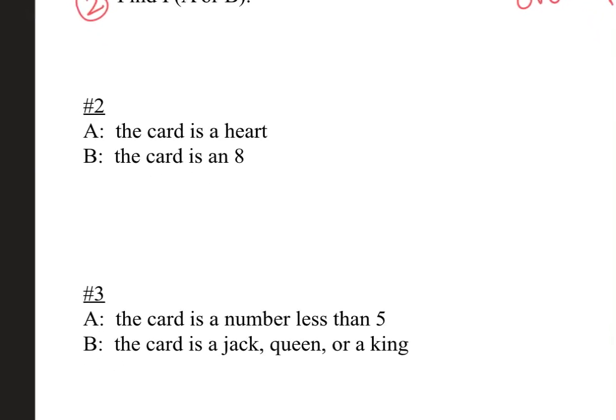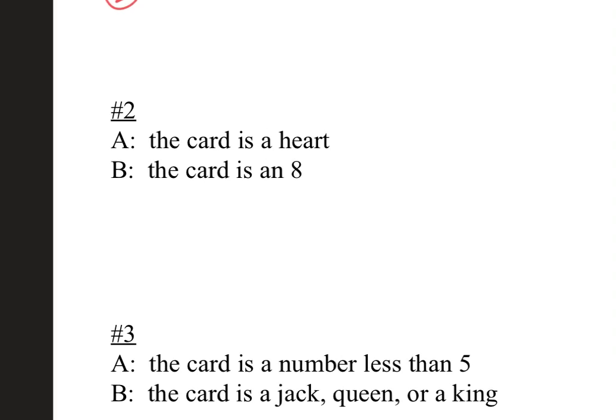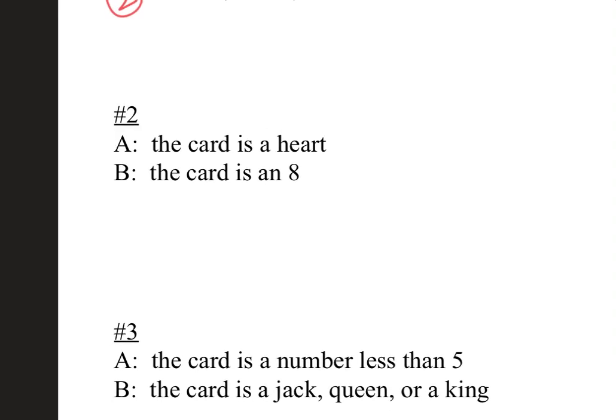Okay, so number 2. We need to determine if they're mutually exclusive or overlapping. Okay, so if a card is a heart or if a card is an 8. Now, if you are familiar with a deck of cards or if you need to go back to another video, you should see that you can have a heart, you can have an 8, and you can have an 8 of hearts. So these are going to be overlapping.